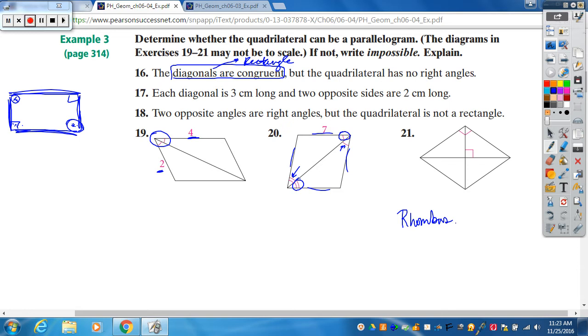If this is a parallelogram and this is a right angle, that means the opposite angles have to be congruent. That would have to be a right angle. And then the consecutive angles would have to be supplementary because they're same side interior. And so that would have to be a right angle, and this would have to be a right angle. So if it's a parallelogram, this would also have to be a rectangle.